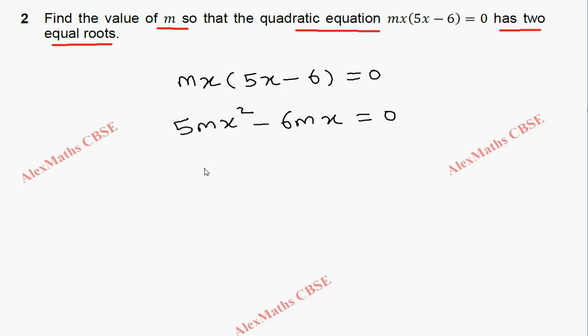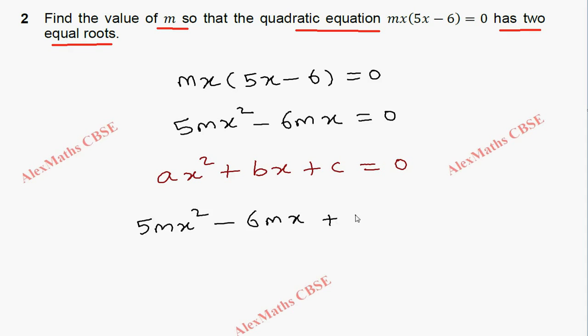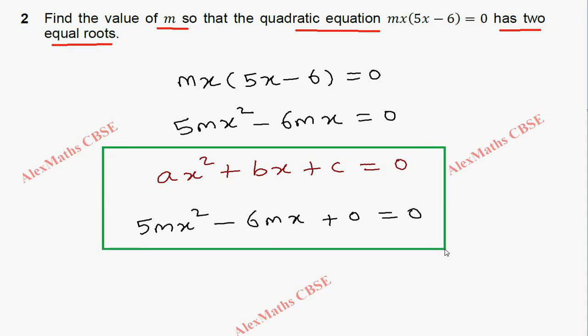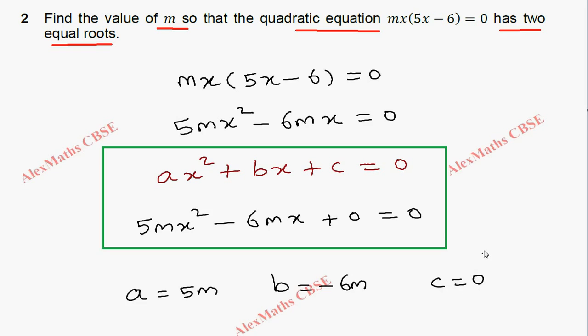Now, general form of the quadratic equation is ax square plus bx plus c equal to 0. So, if I write this in the general form, it is 5mx square minus 6mx, and there is no constant term, so we put 0. Now, by comparing this expression with this general form, in place of a, we have 5m, that is the coefficient of the x square, and in place of b, we have minus 6m, and in place of c, it is 0. And the condition is they have two equal roots.